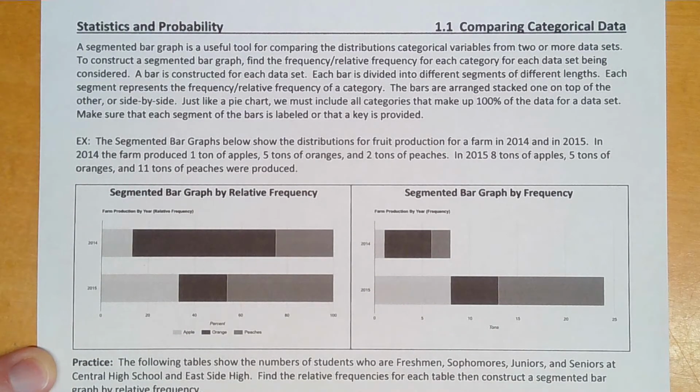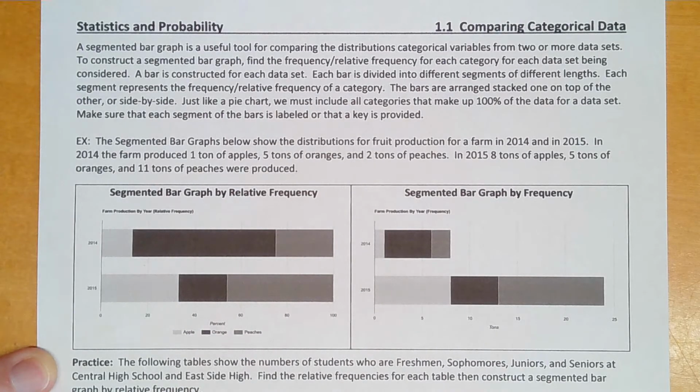Each bar is divided into different segments of different lengths. Each segment represents either the frequency or relative frequency of a category, depending on what you're interested in. The bars are arranged stacked one on top of the other or side by side. Just like a pie chart, we must include all categories that make up 100% of the data for a data set. Make sure that each segment of the bars is labeled or that the key is provided.